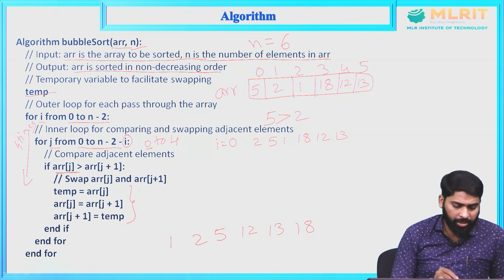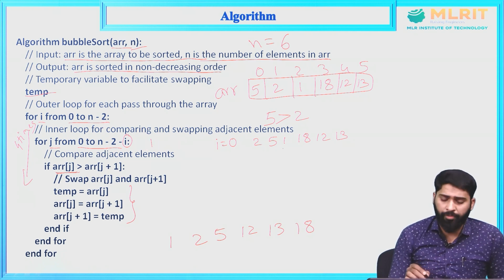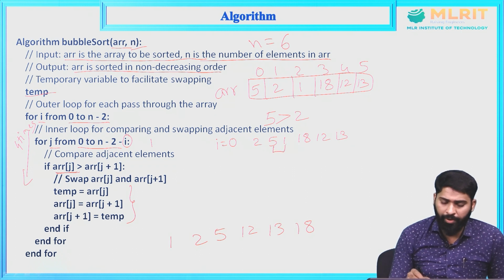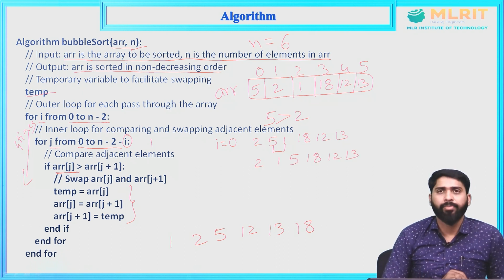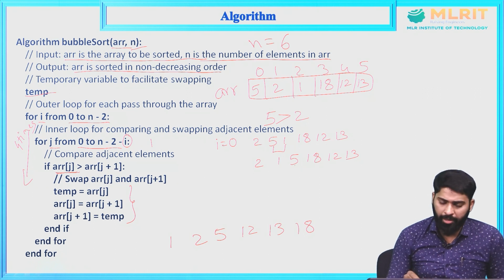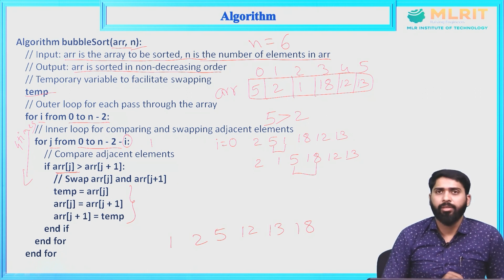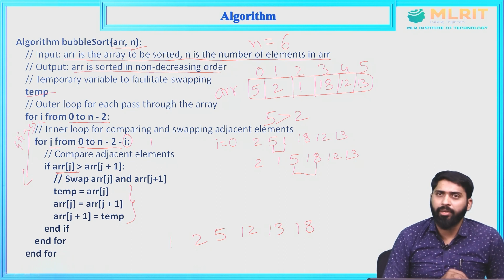In the next iteration, the j value becomes 1 now. Arr of 1, 5. You compare 5 and 1. Yes, 5 is greater than 1. So again swap: 2, 1, 5, 18, 12, 13. Next iteration we compare 5 with 18. No, 5 is not greater than 18.